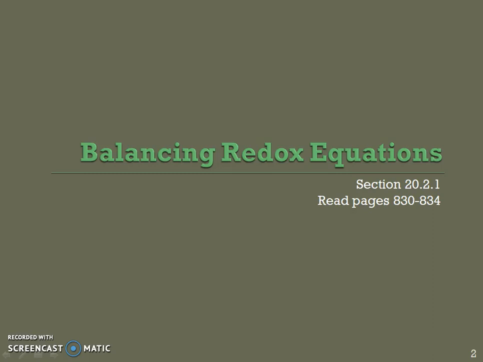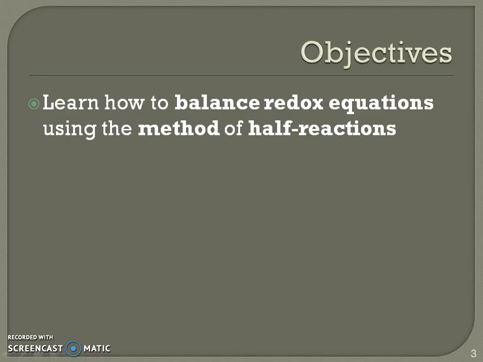This is Mrs. O'Neill for AP Chemistry, Chapter 20, Section 2, Part 1, Balancing Redox Equations or Balanced Redox Reactions. So your objective is to learn how to balance these types of reactions or equations using the method of half reactions. There are other methods that you might learn in college, but this is, to me, the easiest because you're doing the same thing over and over and over again.